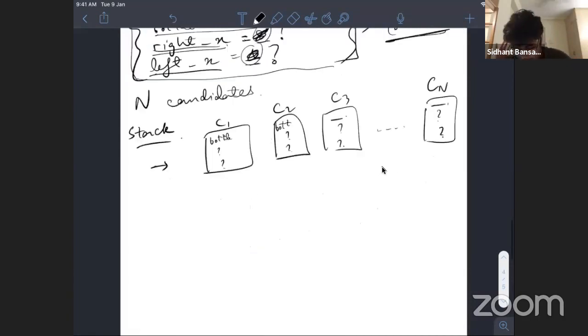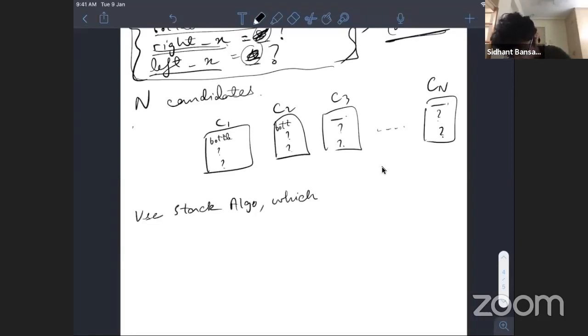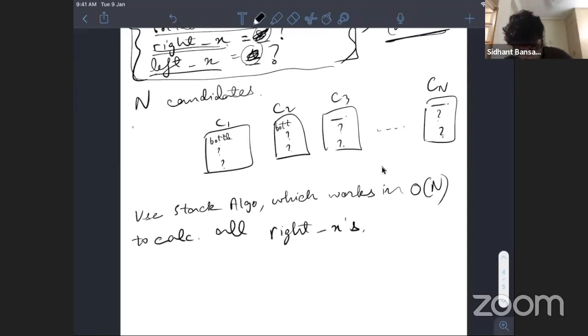So our solution idea is to use a stack algorithm, which I'll explain later, which works in order n to calculate all the right x's. Once we use the stack algorithm, we'll know the right x for every guy. And for every guy, we'll also know the left x.